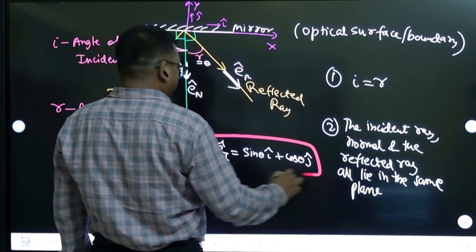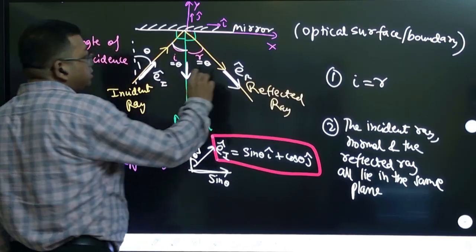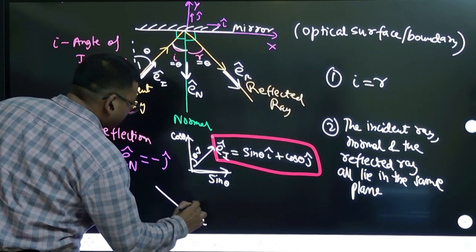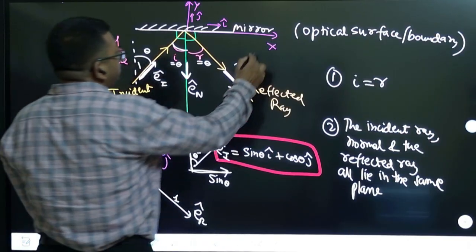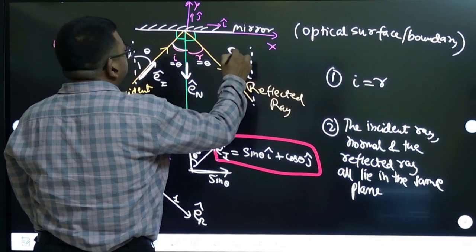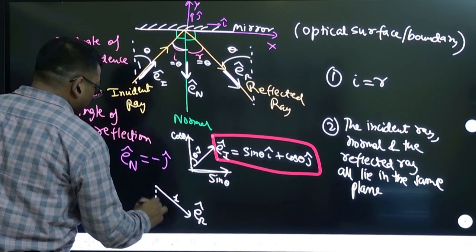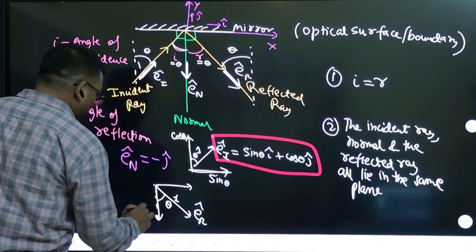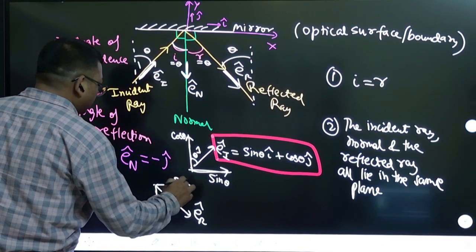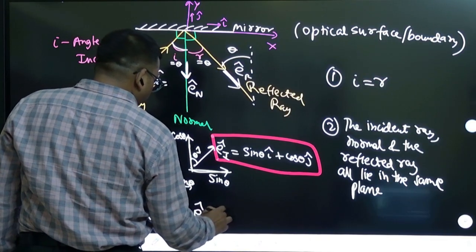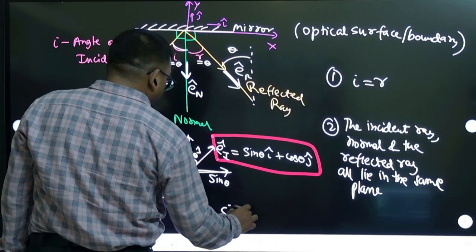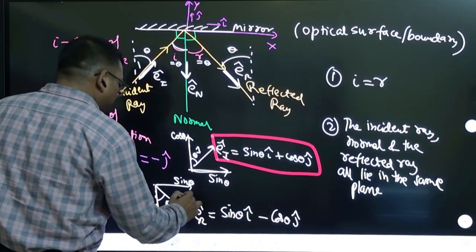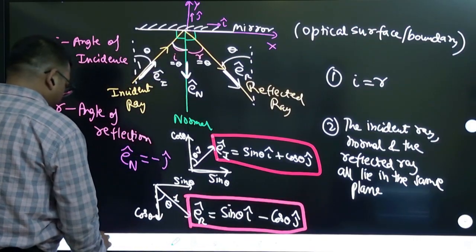Okay. Then similarly, try to write this ER cap. So this vector is ER cap. Its magnitude is also 1. Note that it is making same angle theta with the vertical. So let us resolve this. So this becomes cos theta, and this becomes sin theta. So we can write this ER cap as sin theta i cap minus cos theta j cap. Okay, we can write this ER cap and EI cap like this.